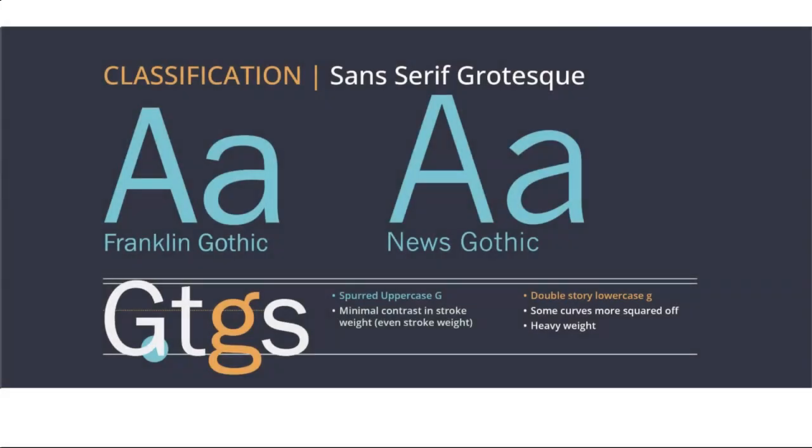All right, looking at classifications for sans serif, one of them is grotesque. It has the spurred lowercase g, so that lobe that goes below the baseline here. Minimal contrast in stroke weight, the double-story lowercase g, some curves more squared off. You can see the curve here a little more squared off, and it's usually a little heavier weighted typeface. Franklin Gothic is an example, as well as News Gothic.